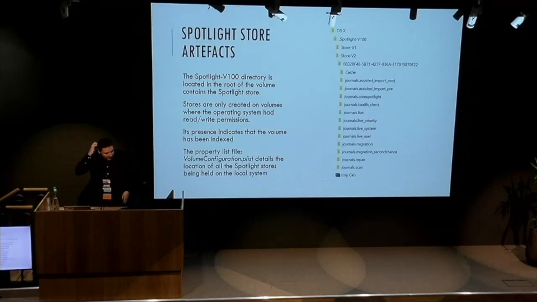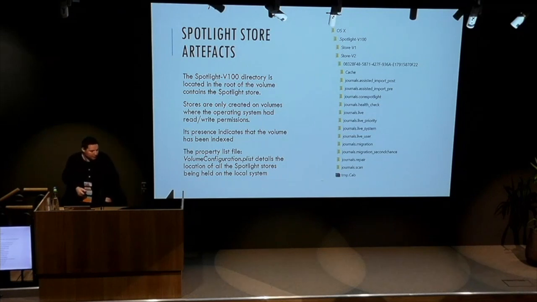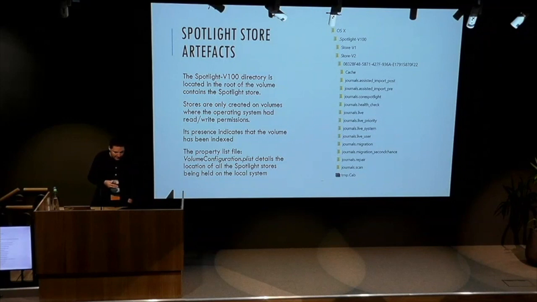So the store itself, this directory, if you look into it, if you're on a Mac, you can look into this on your own machine. It's in the root directory. The stores are created on volumes, obviously, where the operating system has read-write permissions. So again, if you've ever shared data with somebody with a Mac and you're on a Windows machine, it looks like they fill your USB key with lots of these dot files, the Spotlight files. Its presence on a disk indicates that that disk has been indexed by Spotlight at some point.